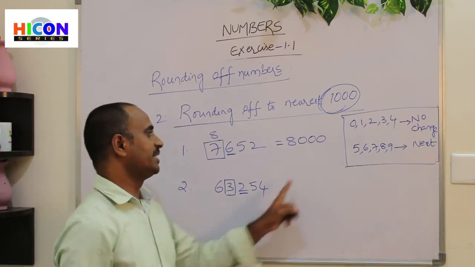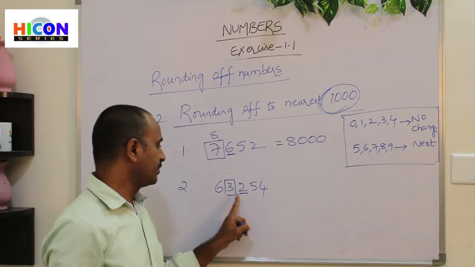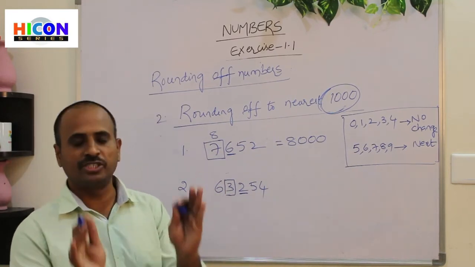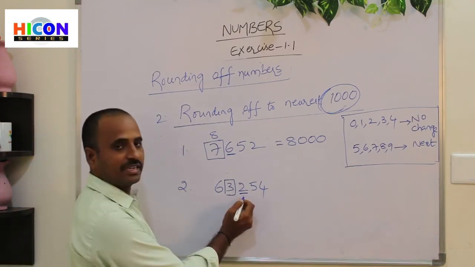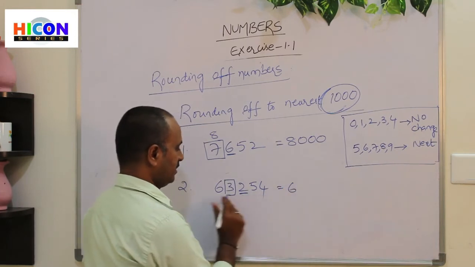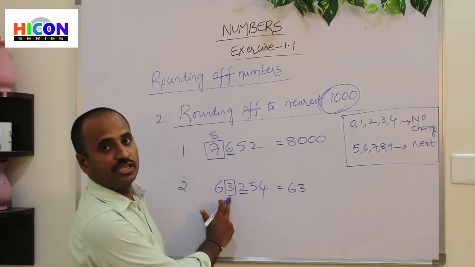If the next digit is less than 5, here the 2 is less than 5, so keep the same thousands. That means the thousands should not be changed. If the next digit is less than 5, we have to write the same thousands. That is 6 and that is 3. So the thousands should not be changed.